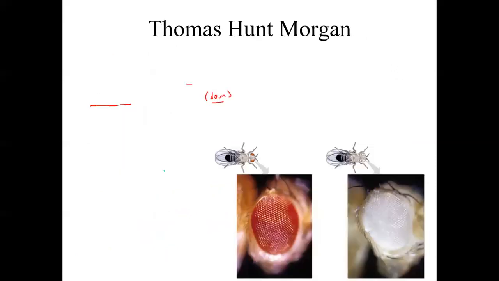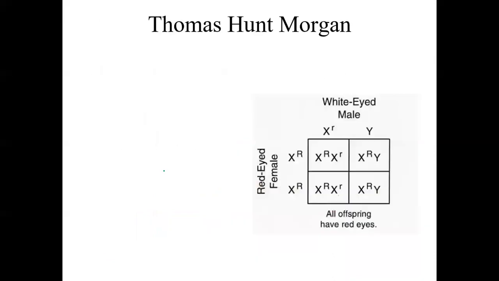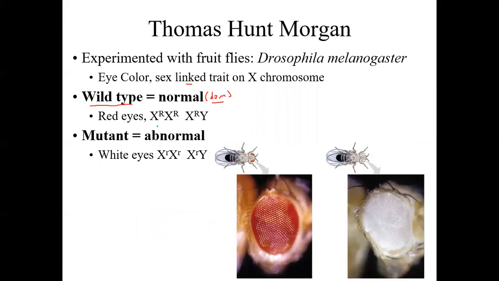So when you study these problems, typically how we write them is like this. We cross them like this, where we have the X showing that it's going to be a sex-linked problem. And I want to remind you that when you're doing this, no allele is ever written on the Y chromosome.